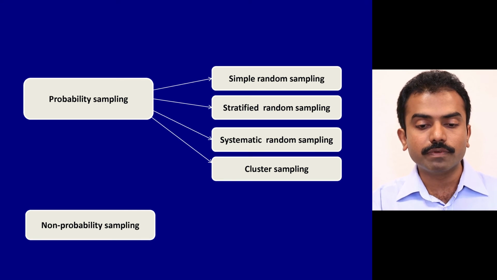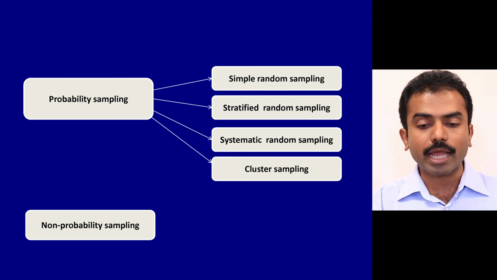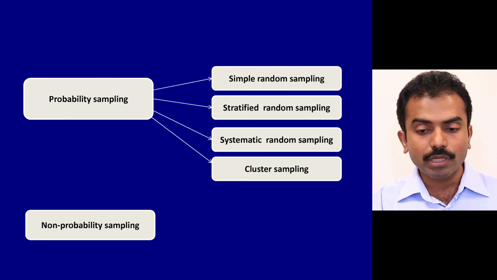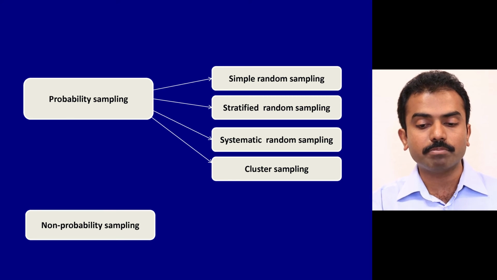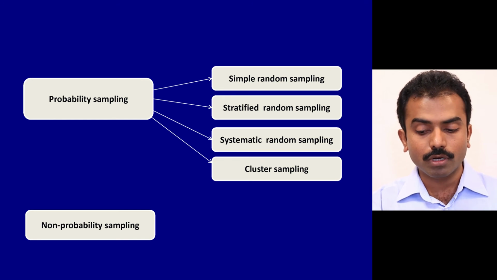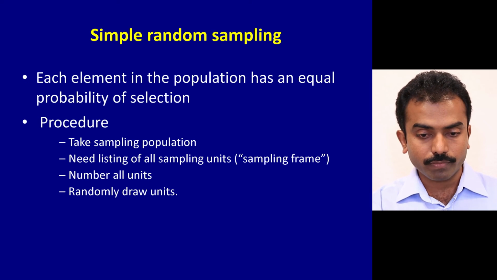In further slides, we will discuss the types of probability sampling. There are 4 types: simple random sampling, systematic random sampling, stratified random sampling, and cluster sampling. And we are going to discuss each of these sampling methods in a little more detail.